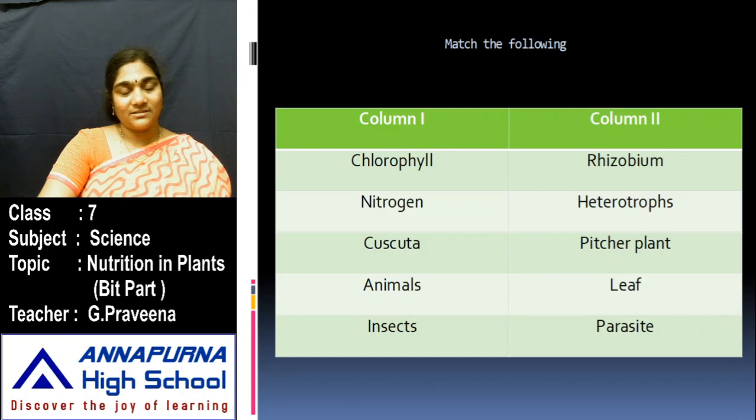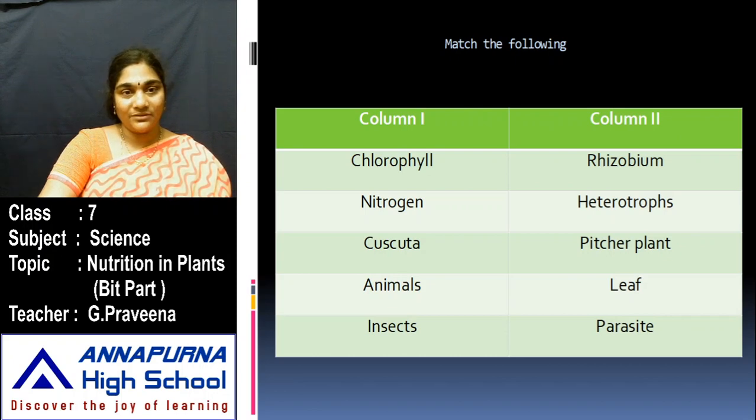Then animals, as we don't have chlorophyll, we do not have the capability of preparing our food, so we depend upon others for our food material. So we animals are called as heterotrophs. Okay, insects, yes, it is pitcher plant. They depend upon the insects for its nitrogen requirement.